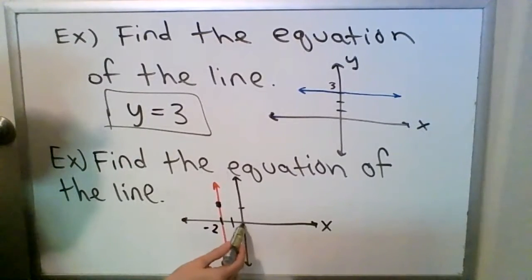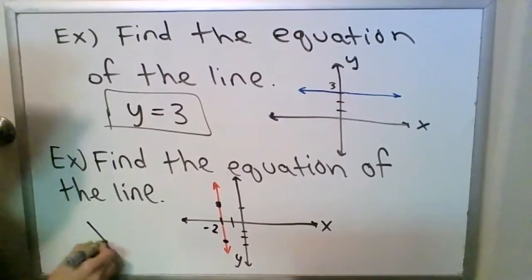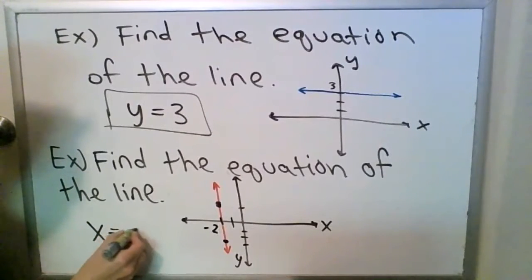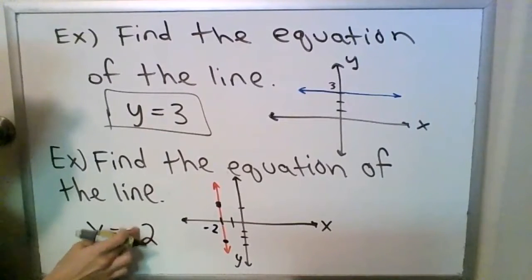Usually you go with x first. So you'd go -2 for x, and then you can go down some number for y. Like maybe -3. So x is always equal to -2 for any of the points on that line, and y can be any number. And that's how you write the equation of that line.